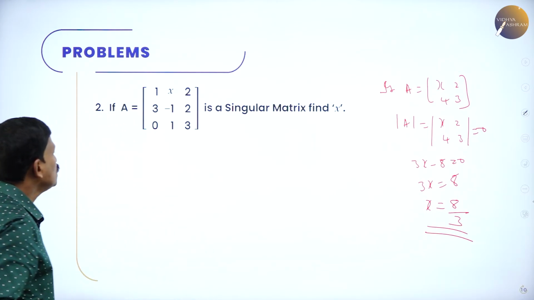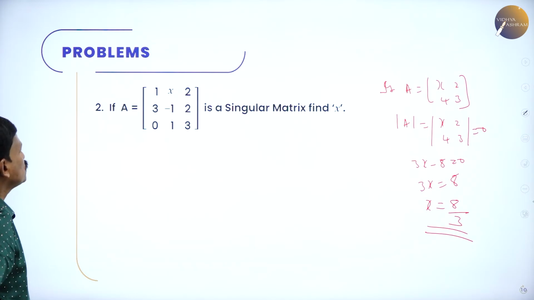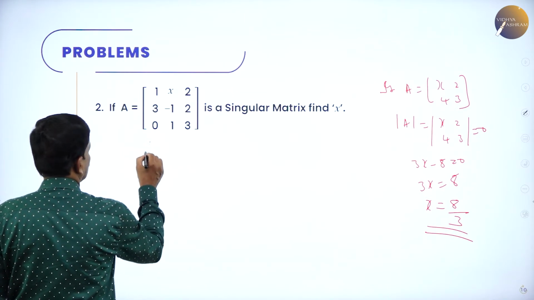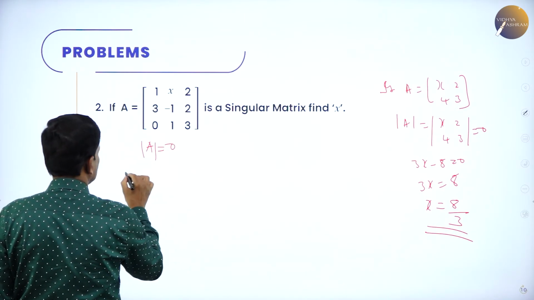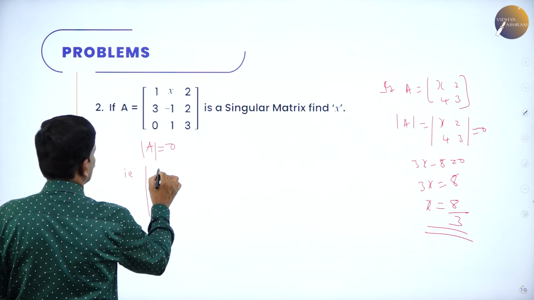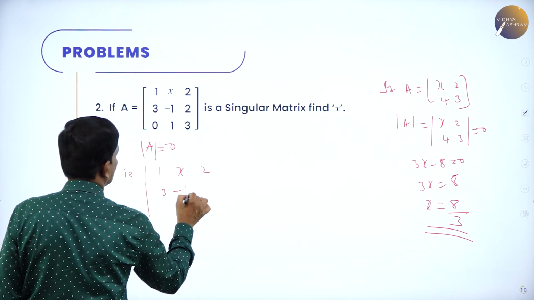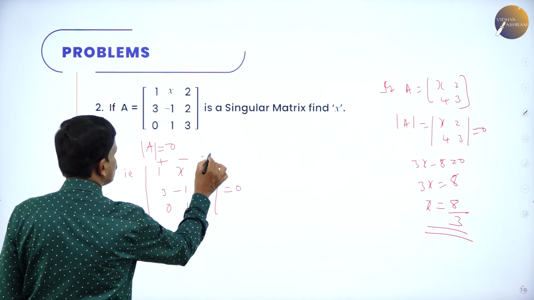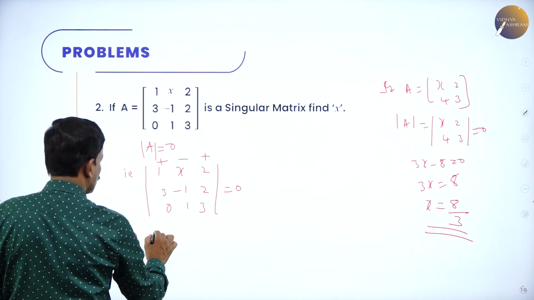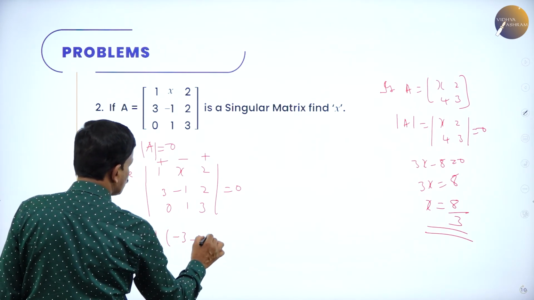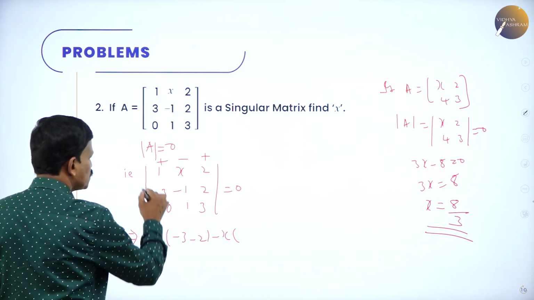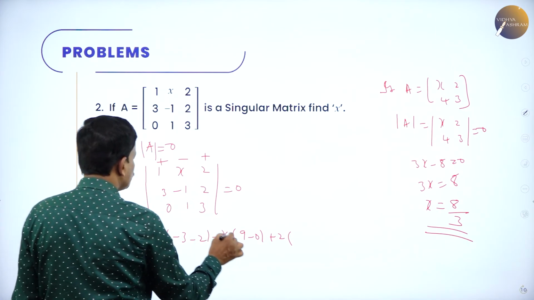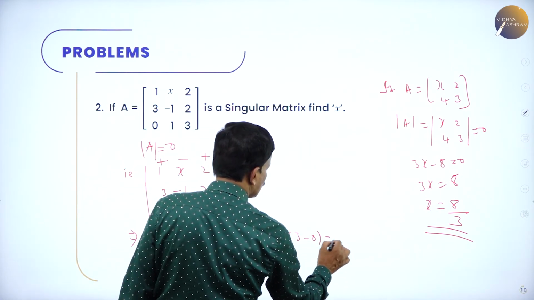3 rows 3 columns. If A is equal to 1, x, 2, 3, minus 1, 2, 0, 1, 3 is a singular matrix, find x. According to the definition, the determinant of A is equal to 0. That is, the determinant of 1, x, 2, 3, minus 1, 2, 0, 1, 3 is equal to 0. Simplify. Plus, minus and plus. So this is 1 into minus 3 minus 2, minus x into, delete this row and column, 3 threes are 9 minus 0, plus 2 into 1 into 3 is 3 minus 0, is equal to 0.